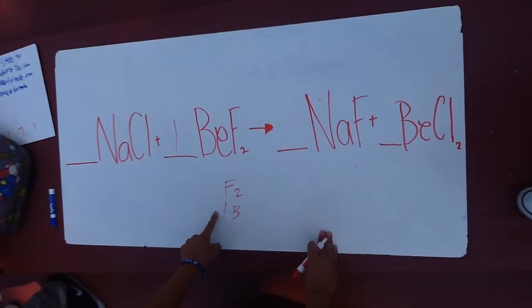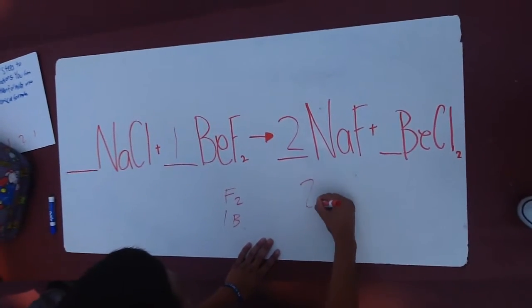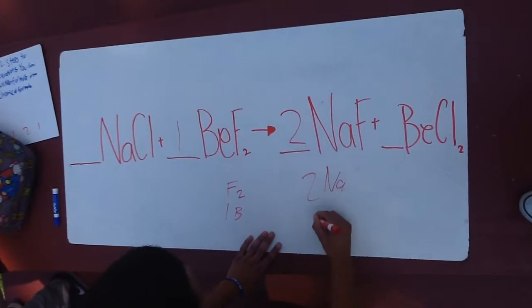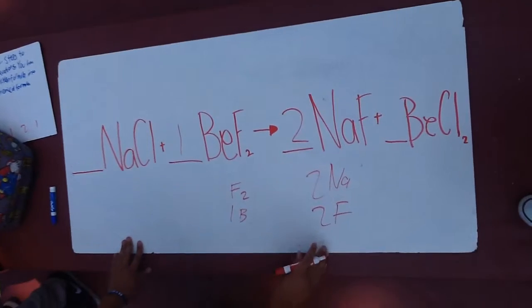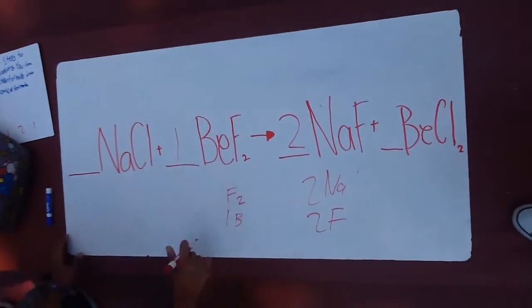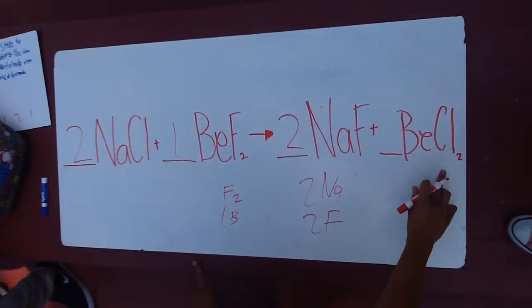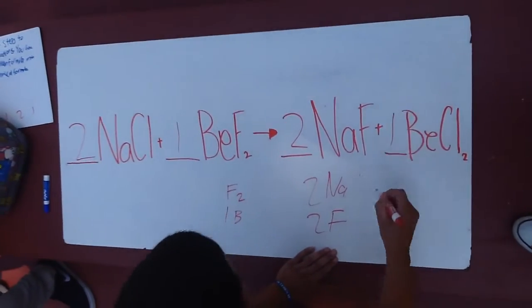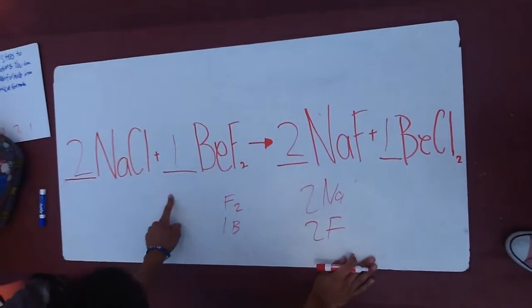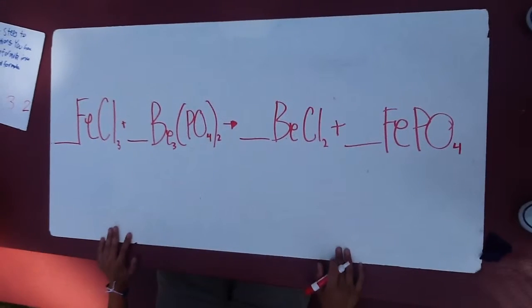So you have 1B and 2F. So you want to put a 2 right here. Now you have 2Na and 2F. Now you want to balance out the Na, so you have 2Na. Now you need 2 over here. Now you have 2Cl. You have 2Cl over here. We have 1BE, it would be 1. So that's the final equation: 2, 1, 2, 1.